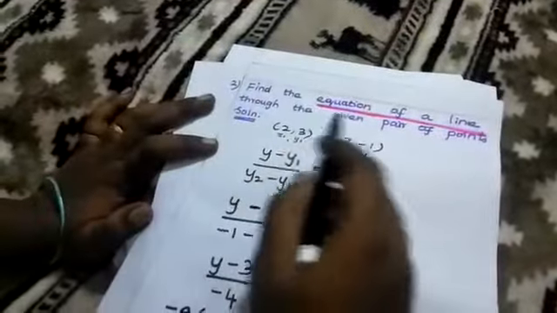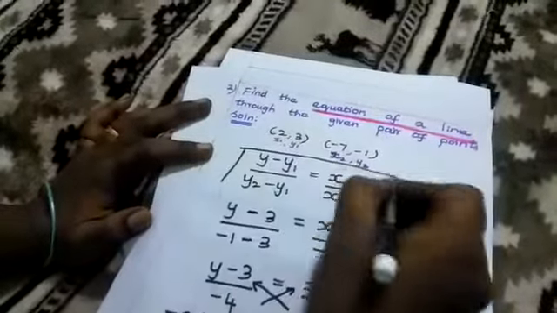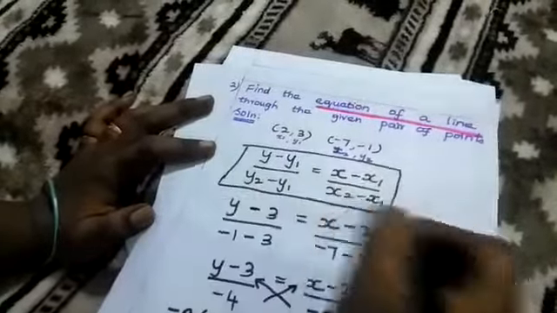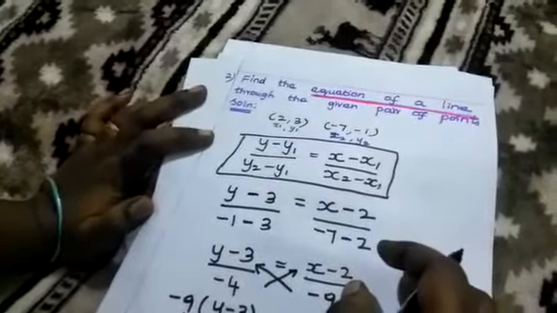So whenever they have given 2 points, for finding the equation of a straight line, we need to use this formula: y minus y1 by y2 minus y1 equal to x minus x1 by x2 minus x1. So this will be the equation.